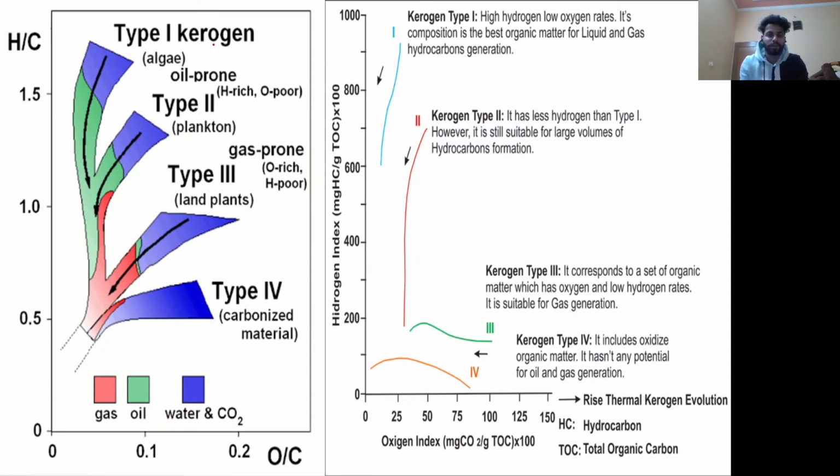Once again, as you can see here, there's a curve between hydrogen carbon ratio and oxygen carbon ratio. Depending on that, we have defined type 1, type 2, type 3, and type 4. Type 1 and type 2 are the ones that we are mainly interested in. You can see this is gas, this is oil. So these are the ones that are mainly producing oil. Type 3 has a little bit of gas, and type 4 doesn't have any quantity of gas.